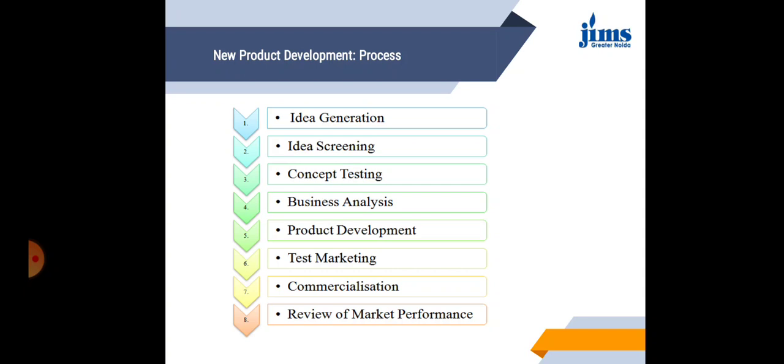market. Last, a total review and control of market performance is done, and it is tested and seen whether the product is doing well or not in the market. All these stages are actually a journey of a product from a concept to the final product creation.